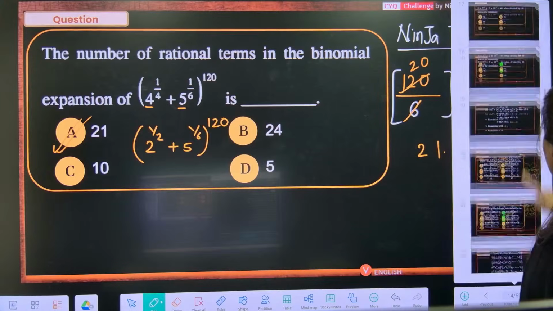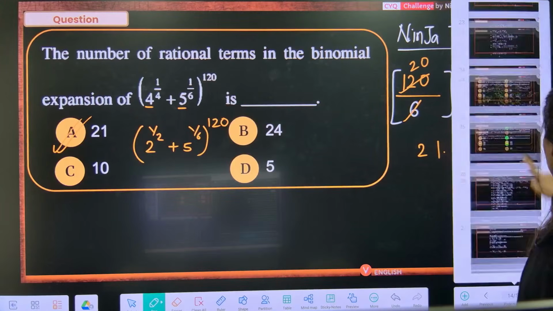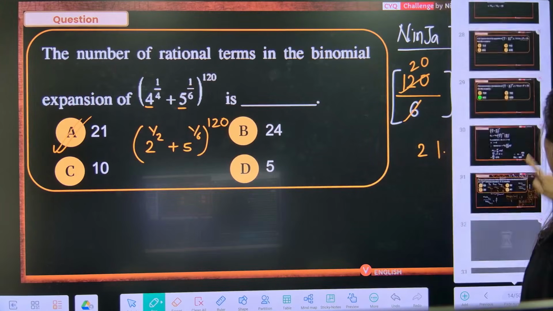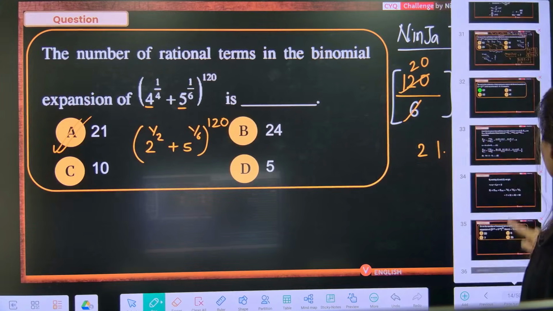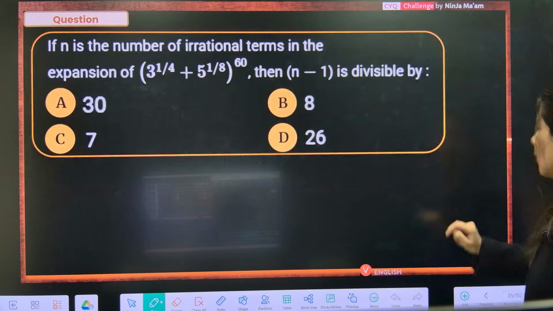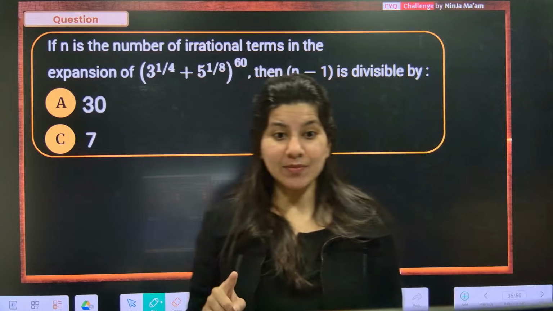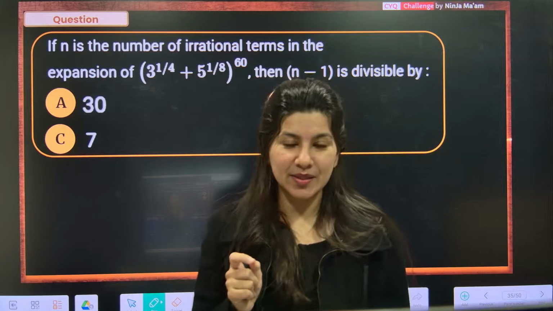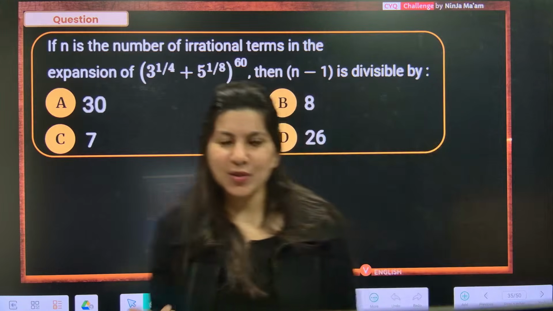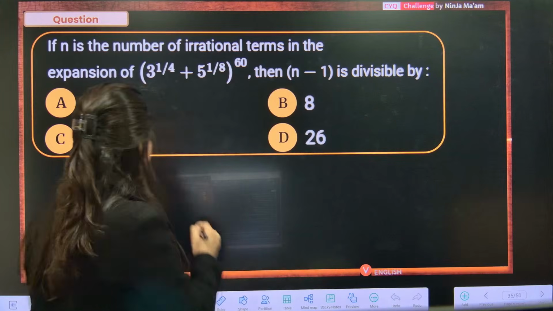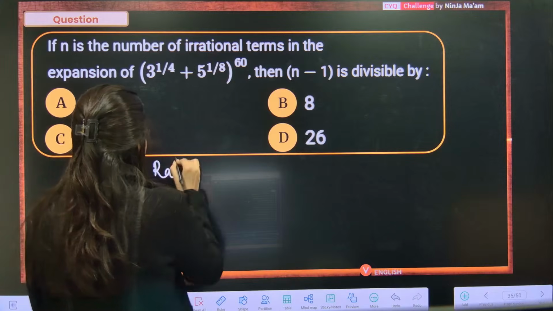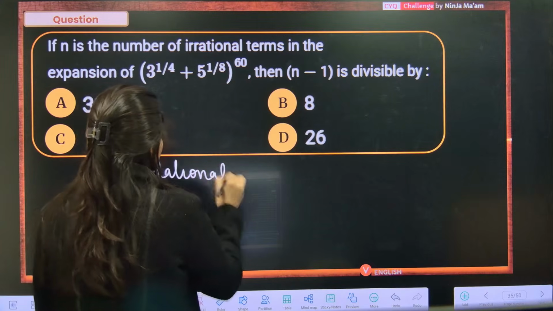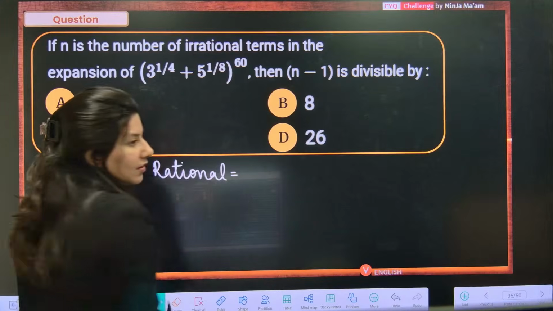So, number of irrational terms. Do you want one more question? One more question on your screen. Okay, now this time they are talking about number of irrational terms. The procedure is the same. Let's first calculate the number of rational terms and then subtract from the total terms.